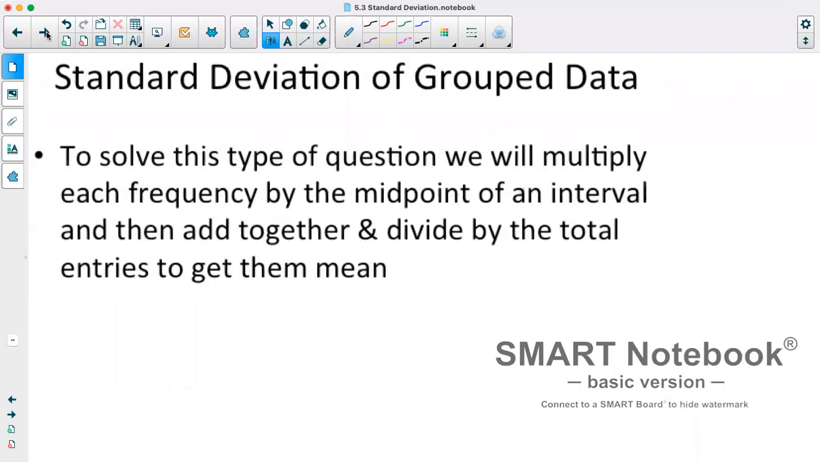Now, if we're doing standard deviation of grouped data, we will have to change up a couple things to help us so that our calculation isn't super long. So in order to get our mean, we'll multiply each frequency by the midpoint of an interval, then add all those together and divide by the total amount of entries to get our mean.